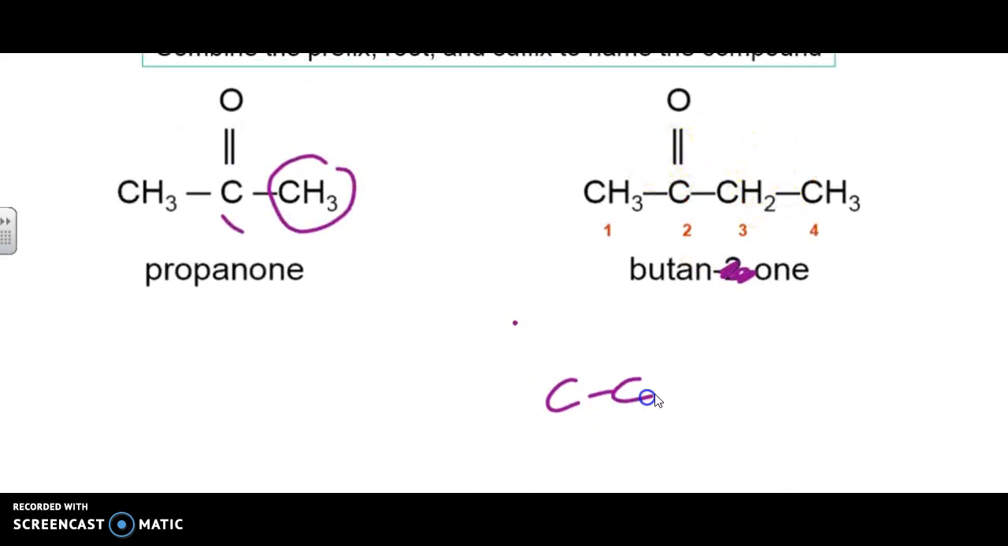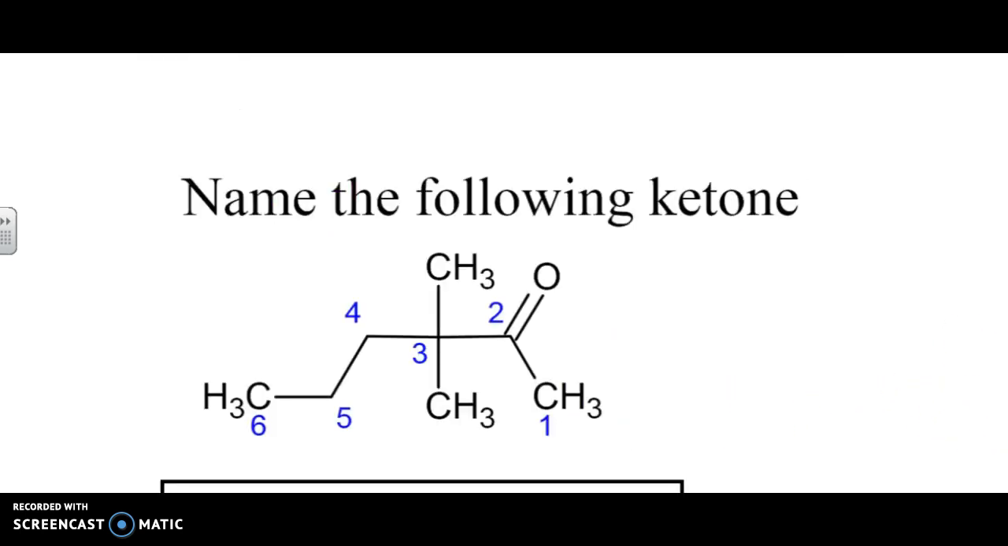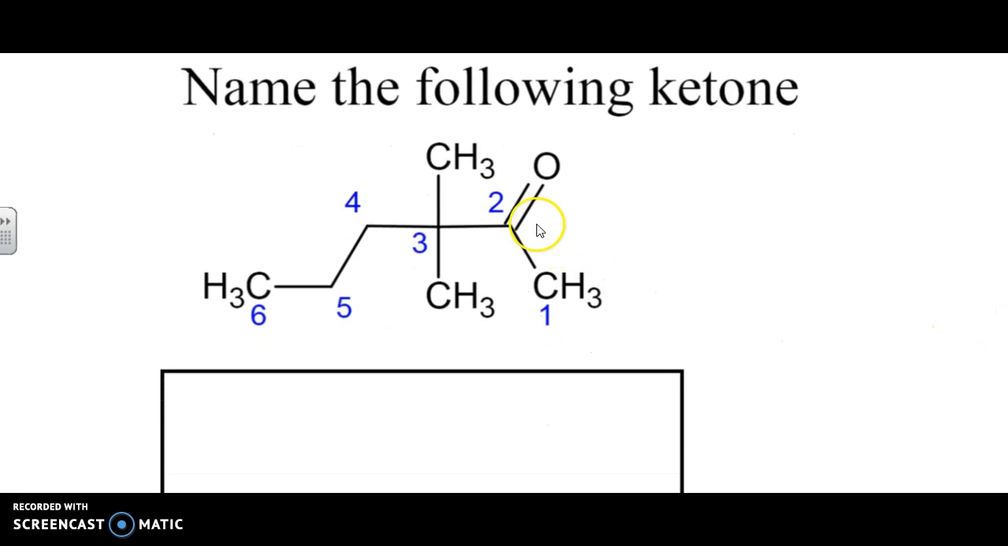Now, if we had an example like this, where you have your double bonded oxygen there, this would be pentan-2-one. Why is that? Because the ketone group could be at spot 2 or it could be at spot 3. So if we look at this example right here, we want to give the ketone the smallest number. So this is going to have our ketone at spot 2.